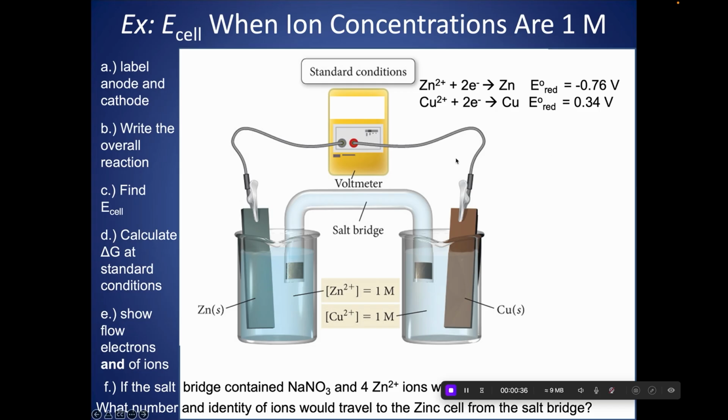Now here's the problem. Not every cell you make is going to have 1 molar solutions. And even if you have 1 molar solutions to start with, as this voltaic cell operates, eventually, whichever of these is a reactant is going to get used up and eventually be less than 1 molar. And whichever of these might be products is going to increase and get bigger than 1 molar. So your voltage will change based on these different molarities.